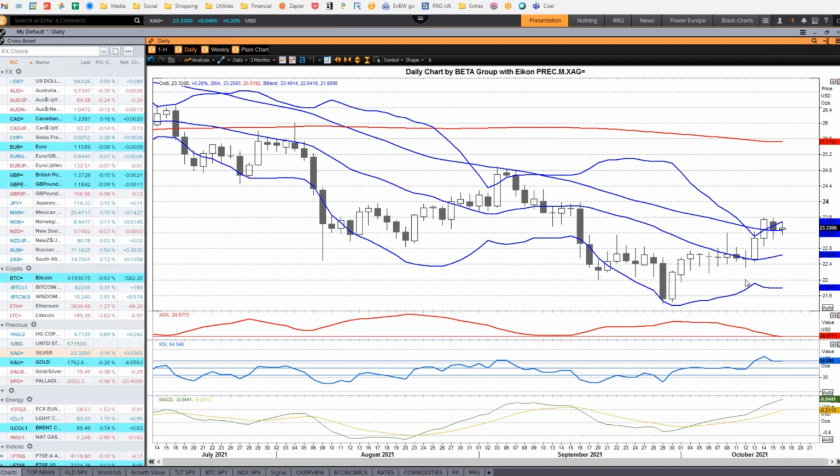So unlike gold, which seems to be stuck, and the ratio is being improved by gold staying where it is, and silver looking a lot better, I'd say, than it has been.